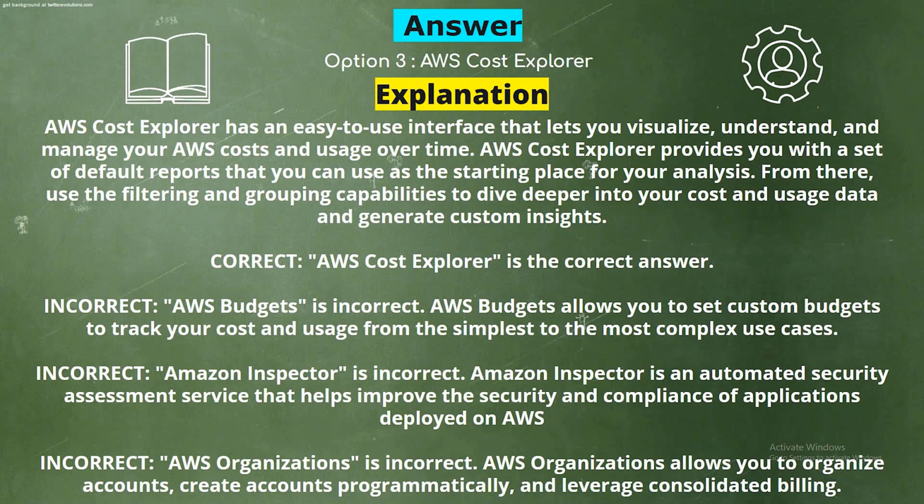Incorrect, AWS Budgets is incorrect. AWS Budgets allows you to set custom budgets to track your cost and usage from the simplest to the most complex use cases. Incorrect, Amazon Inspector is incorrect. Amazon Inspector is an automated security assessment service that helps improve the security and compliance of applications deployed on AWS. Incorrect, AWS Organizations is incorrect. AWS Organizations allows you to organize accounts, create accounts programmatically, and leverage consolidated billing.